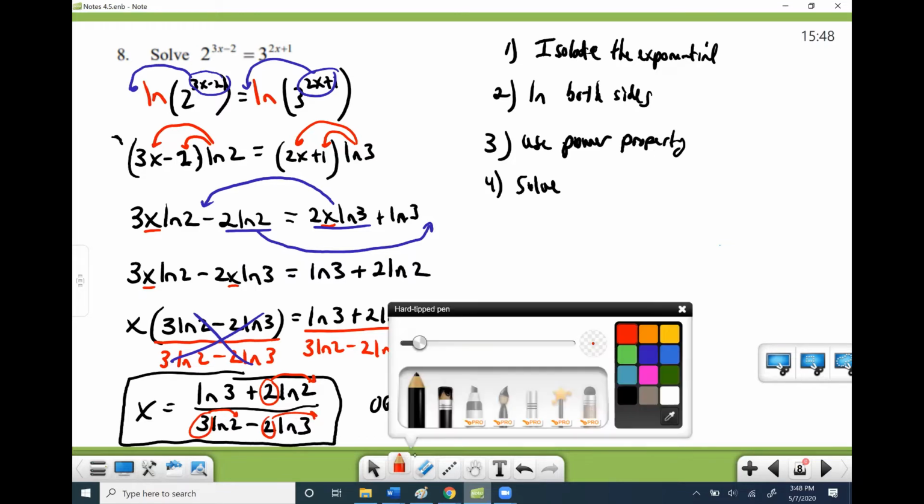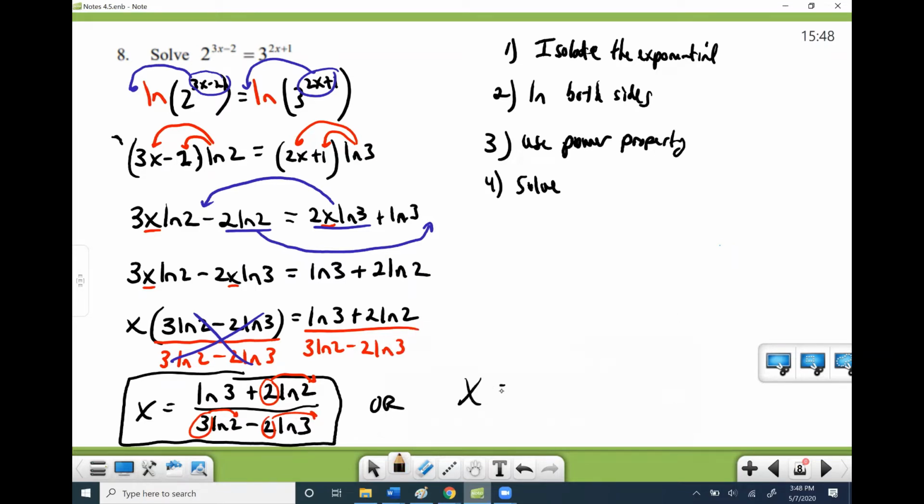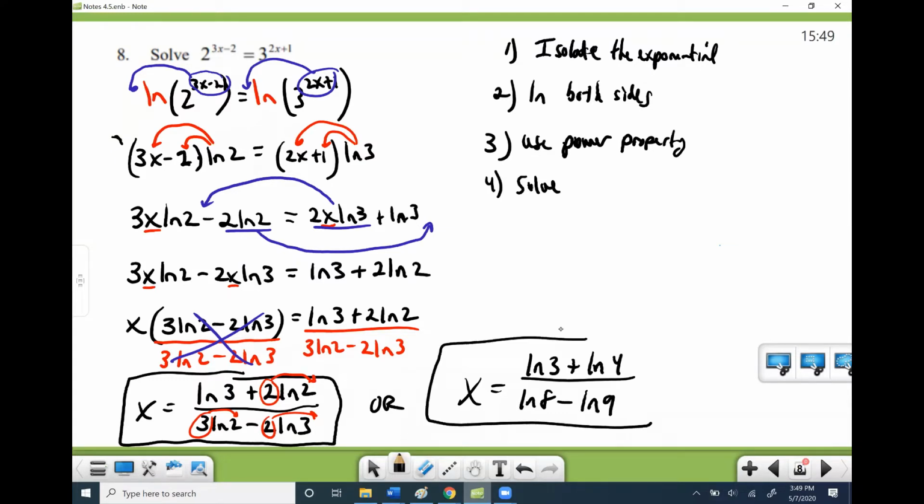So let's see here. Natural log of 3. If I move the 2 up to the exponent, it'll be 2 squared, so it'll be a 4. If I move the 3 up to the exponent, it'd be 2 cubed, so that'd be an 8. And if I move the 2 up to the exponent, it'd be 3 squared, so that'd be a 9. That's a little easier to plug in, a little cleaner looking. Okay. But I'm pretty sure Connect Math accepts either one, you guys. Okay, any questions on that one, you guys?